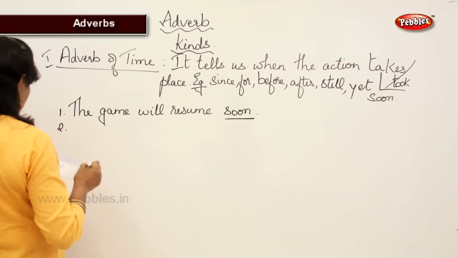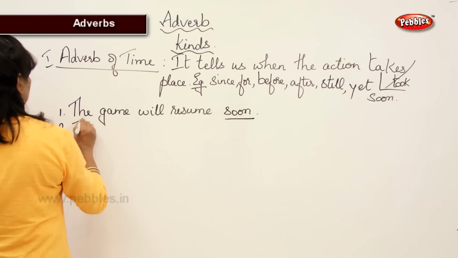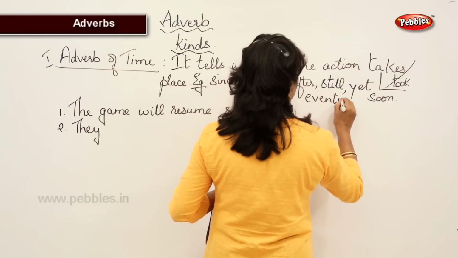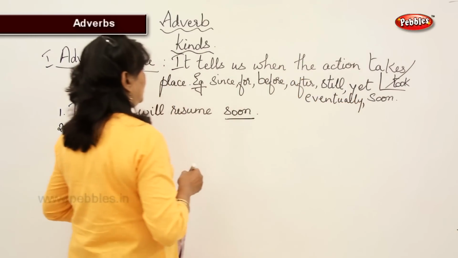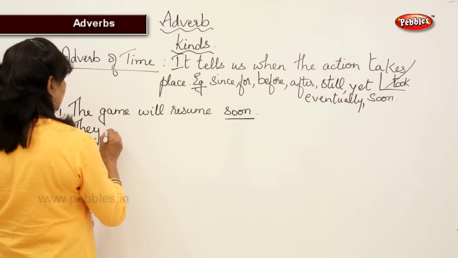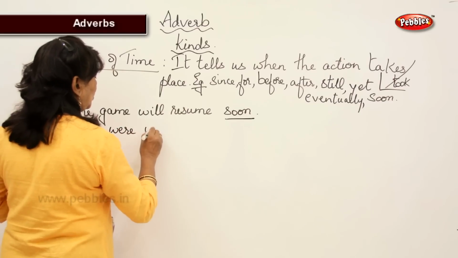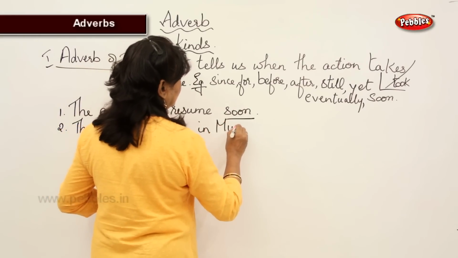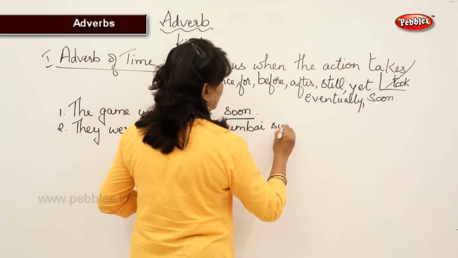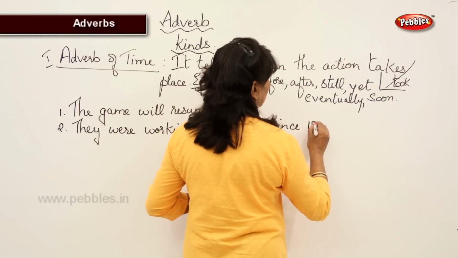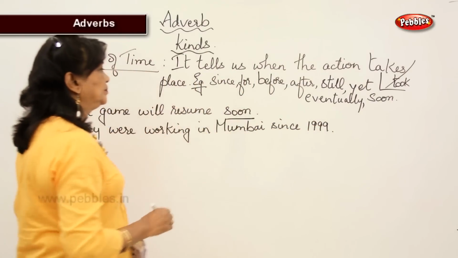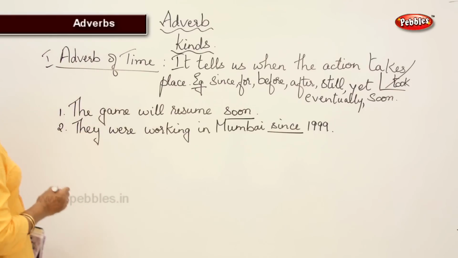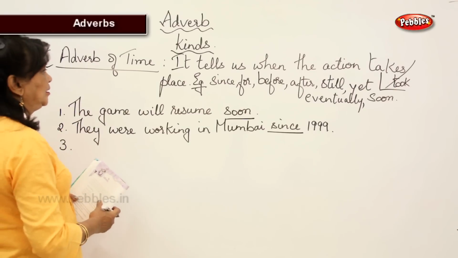Second sentence. They were working in Mumbai since 1999. Now they were working. Working is the verb and since is the adverb. Adverb of time. Next one.